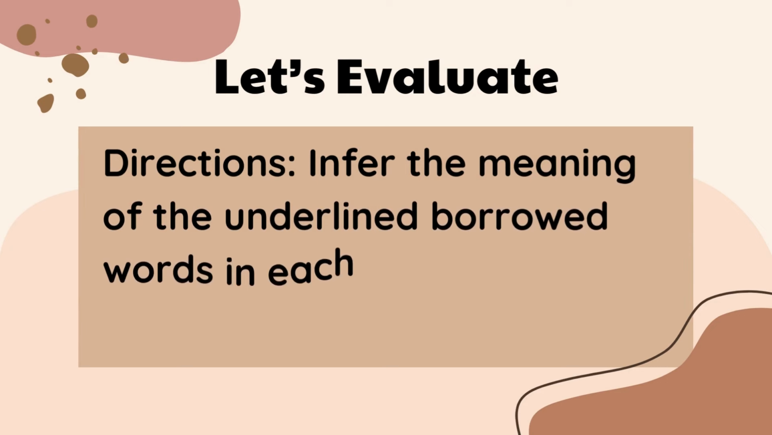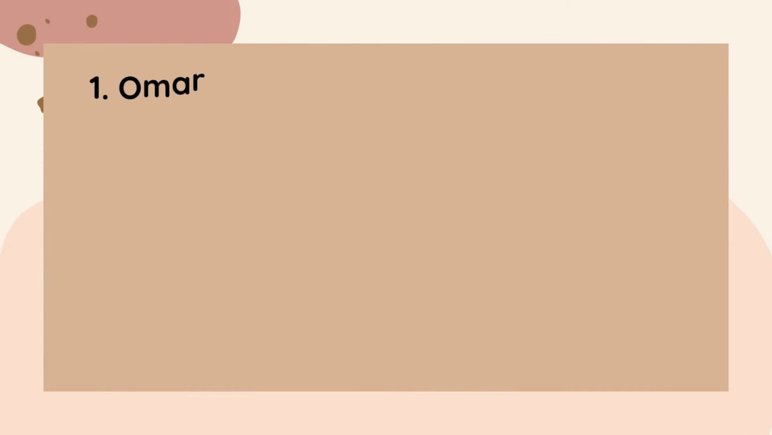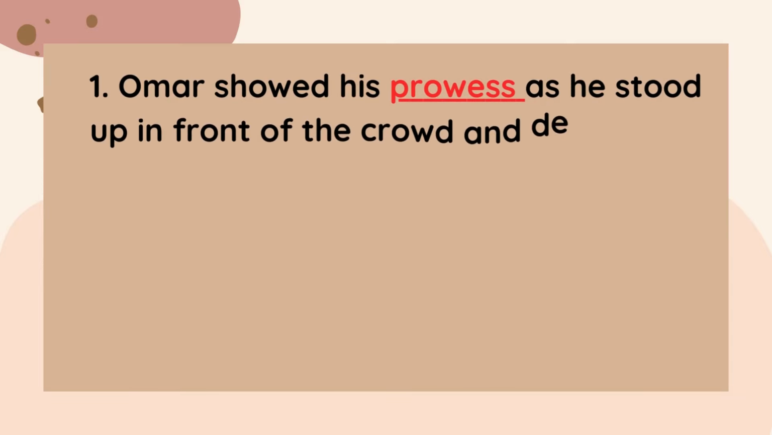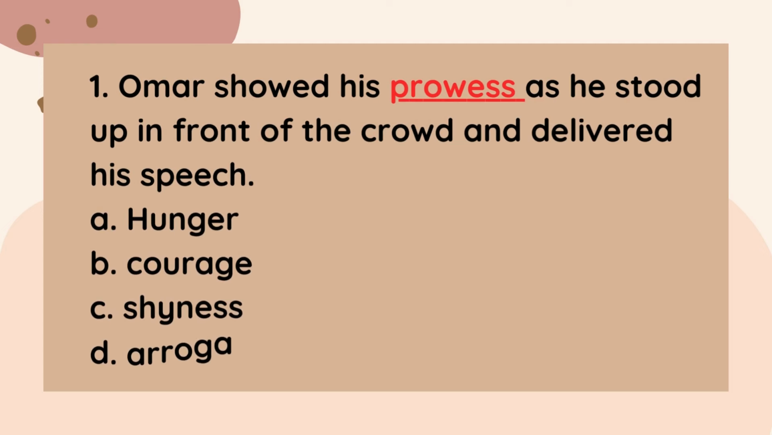Let's evaluate. Directions, infer the meaning of the underlined borrowed words in each sentence using context clues. Number 1, Omer showed his prowess as he stood up in front of the crowd and delivered his speech. Letter A, hunger. Letter B, courage. Letter C, shyness. Letter D, arrogance.